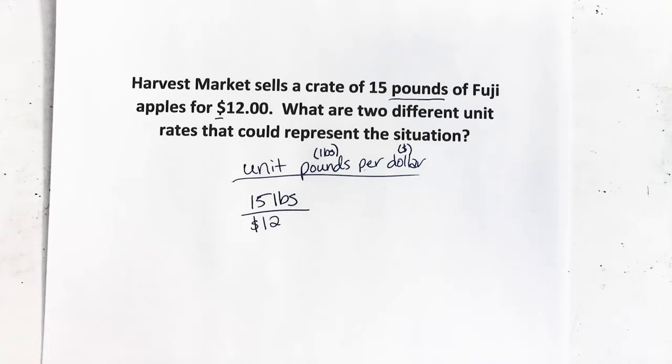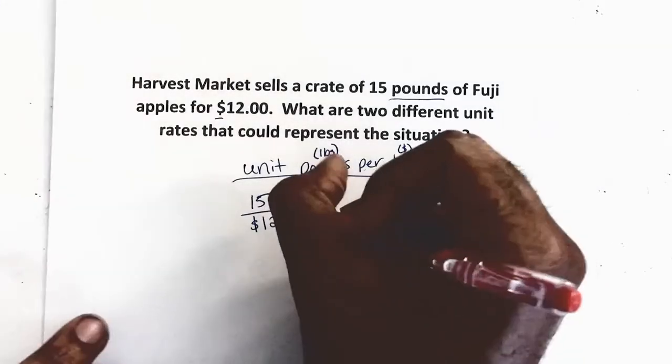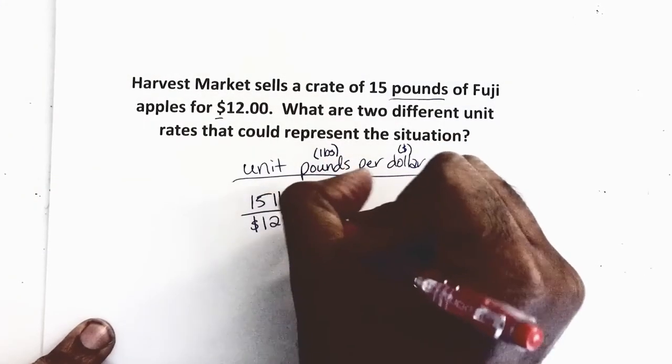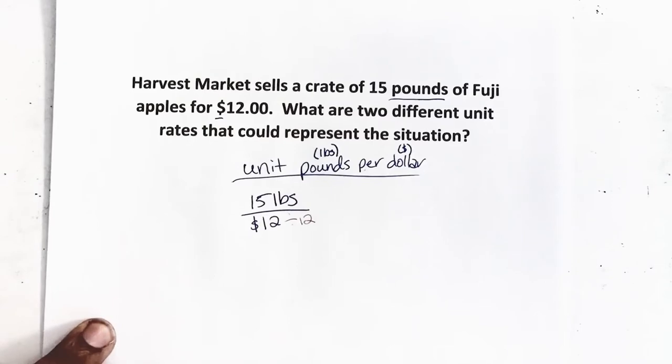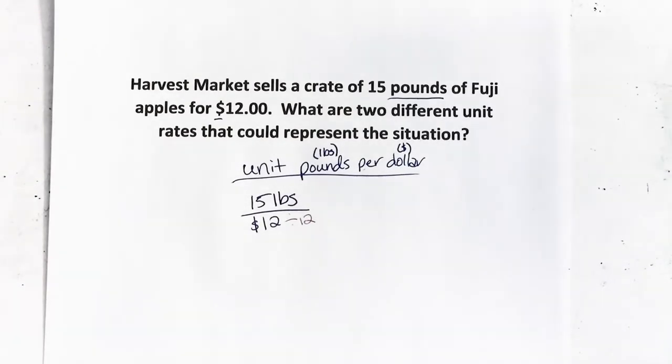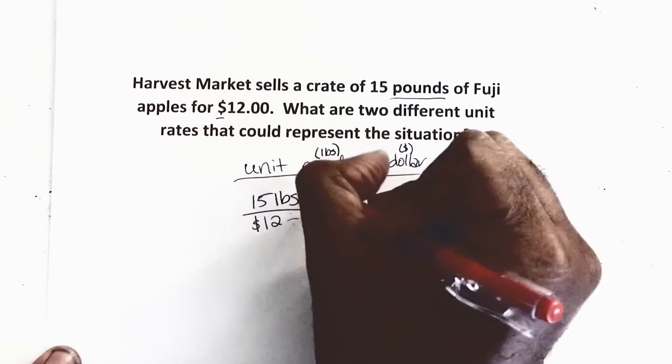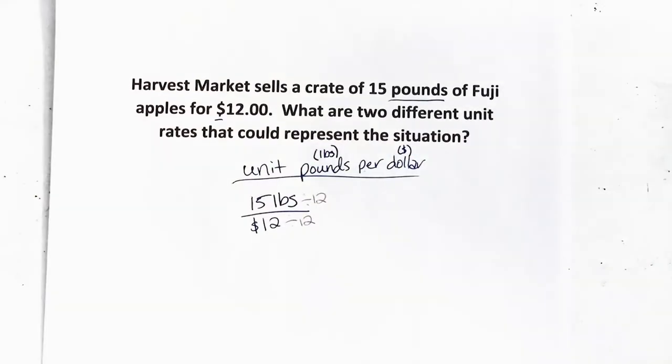Correct. I can divide by 12. So I'm going to divide my denominator by 12. And remember, whatever I do to my denominator, I have to do to my numerator, so I'm going to divide that by 12. Remember, the reason why we do this is because this allows us to keep the same relationship between the numbers in our ratio.